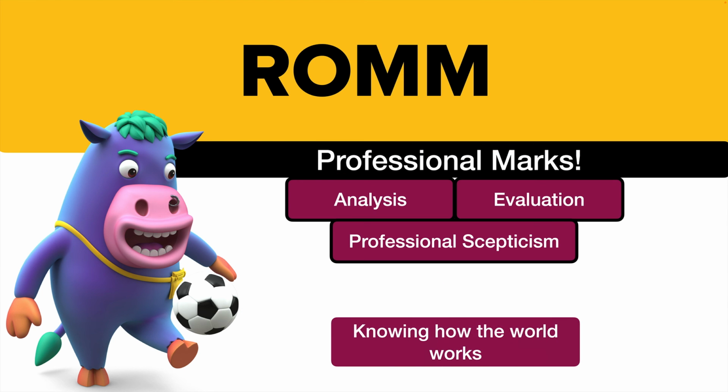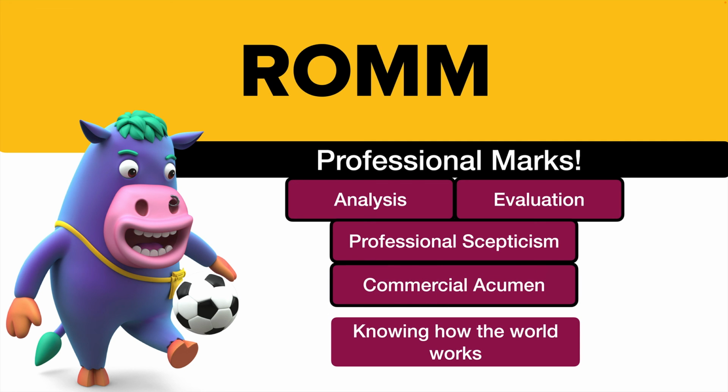So, knowing how the world works, how does that fit into everything? Well, that is the final professional mark, commercial acumen. So the commercial reality. So knowing, for example, that this piece of evidence that we're using isn't as good as the other piece of evidence because the management gave us that and they could be a bit biased, or it could be we're using management accounts instead of audited figures. So you'll get extra marks there for knowing how the world works, commercial reality, commercial acumen.